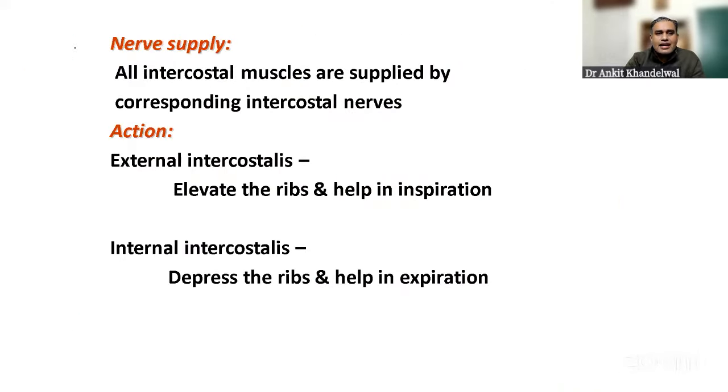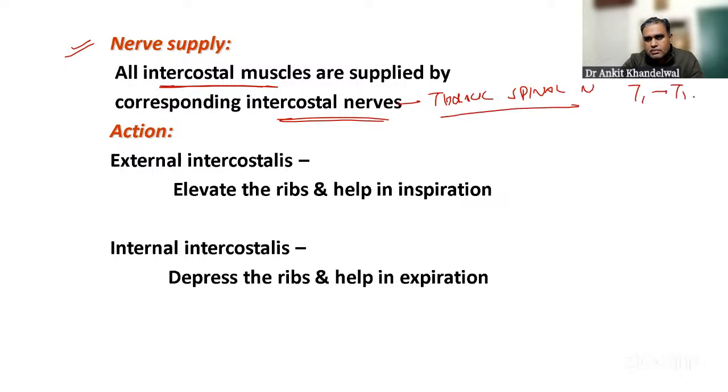But the entire intercostal muscles are all supplied by what? Intercostal nerve. These are thoracic spinal nerves. Don't worry about the special name, nothing. It is thoracic spinal nerves T1 to T12. Simple as that. Now, actions are different. That is why you have divided them into multiple layers.